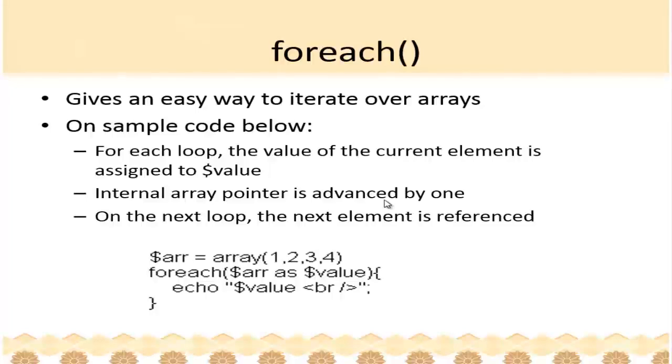So we have seen this foreach. Foreach is used to return the individual element values from the array and display. I'm not going to waste my time on it. So we have array 1, 2, 3, 4, and we have foreach. From this array, take the individual value and display.